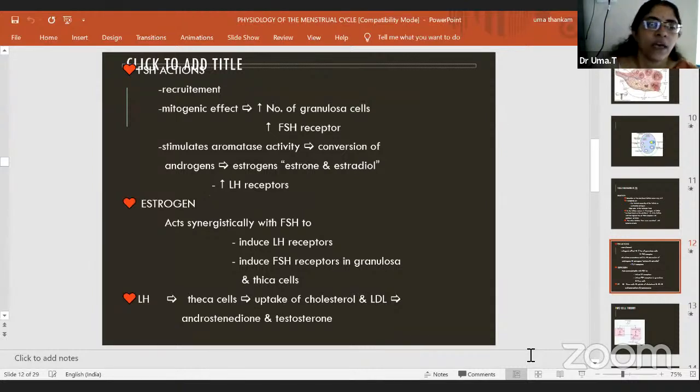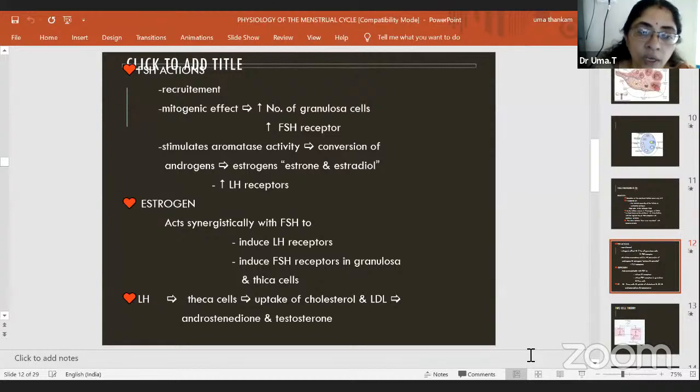Okay. Next, the action of FSH. The action of FSH is basically to recruit the follicles. It has a mitogenic effect. It increases the number of granulosa cells. It increases the FSH receptors in the granulosa cell. It stimulates the action of aromatase enzyme for conversion of androgens to estrogen, that is estrone and estradiol.